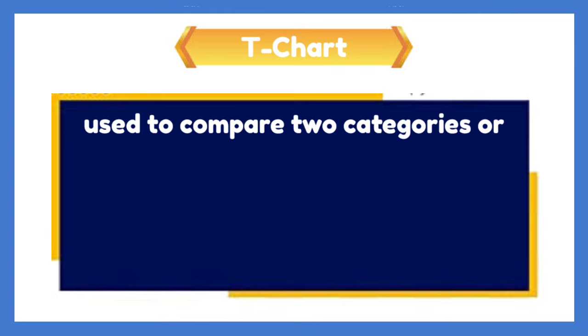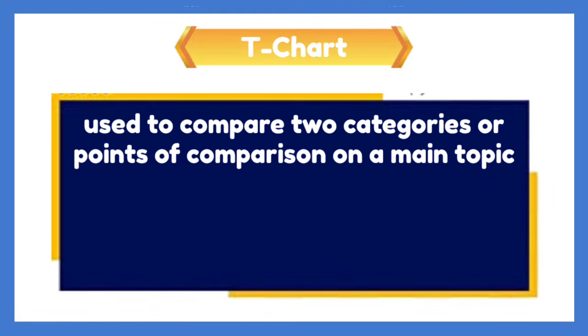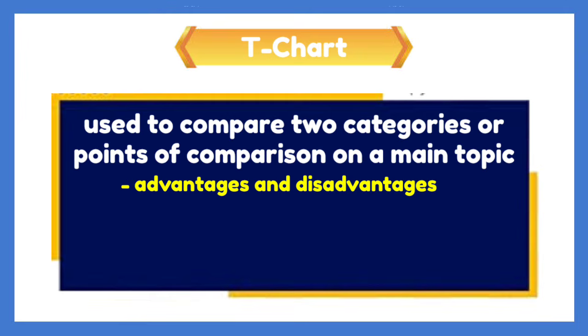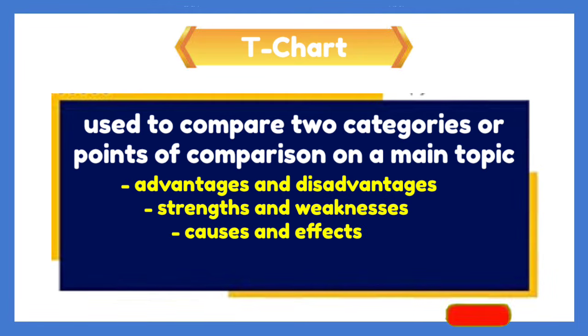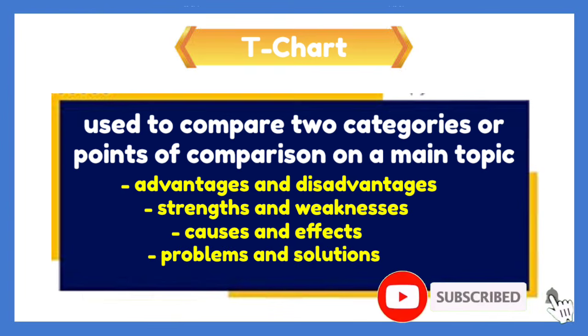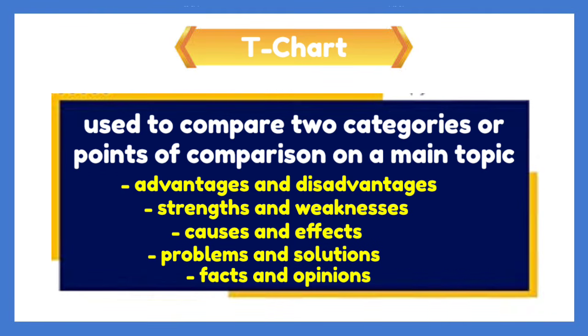First one, the T-chart. This graphic organizer is used to compare two categories or points of comparison on a main topic, like its advantages and disadvantages, strengths and weaknesses, causes and effects, problems and solutions, and facts and opinions.